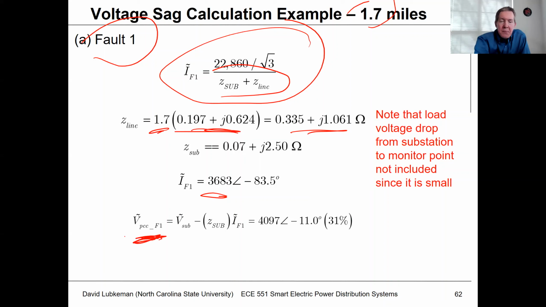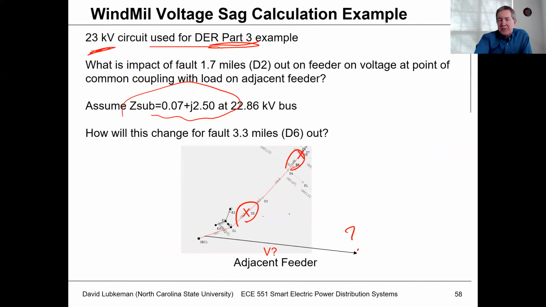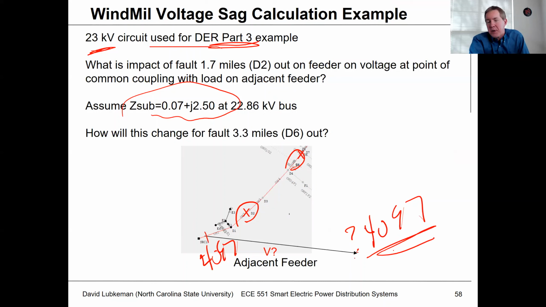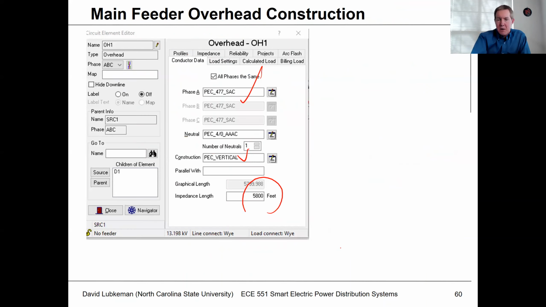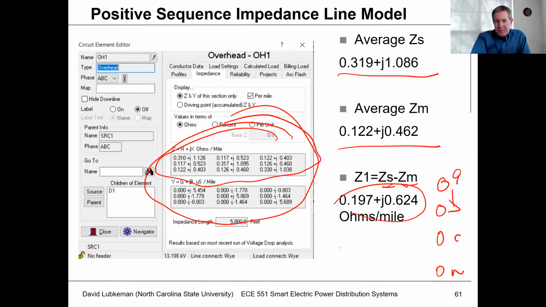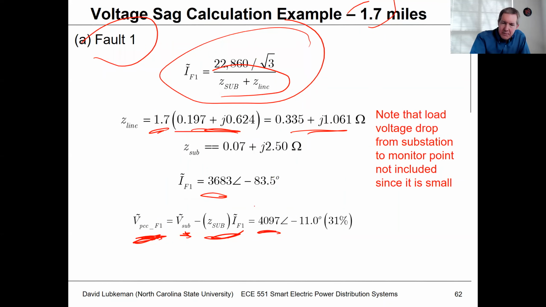Then at the point of common coupling at the top of the feeder, I simply take the substation voltage, I subtract off the drop across the substation, and this gives me 4,097 volts. And so again, if I go back to this diagram, what I'm doing is I'm assuming there's no load voltage drop on the circuit. What I have at the substation bus is going to be the same at any point on this adjacent feeder, right? So that's the assumption we're making. So anyway, just kind of keep note of this value 4,097.